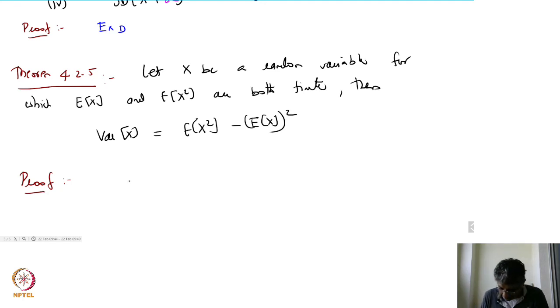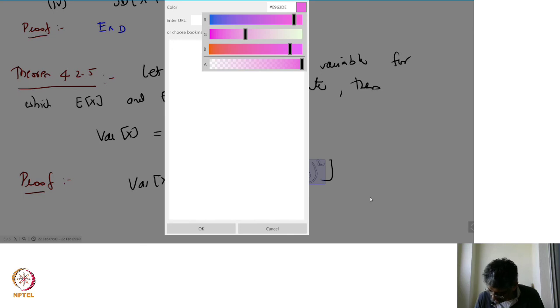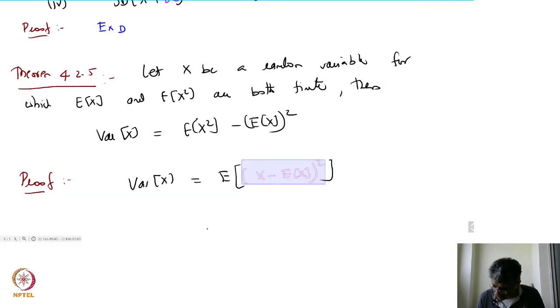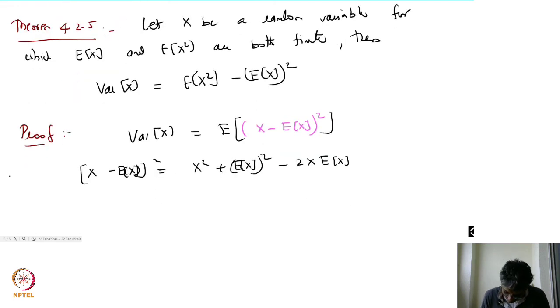So we know what the variance of x is. The variance of x is just E of the random variable x minus E of x, the whole squared. That's the definition of variance, right? So let me make the inside one purple so we can see what's going on. Right. So what happens now? Now you notice x minus E of x the whole squared is just x squared plus E of x the whole squared minus 2x E of x.